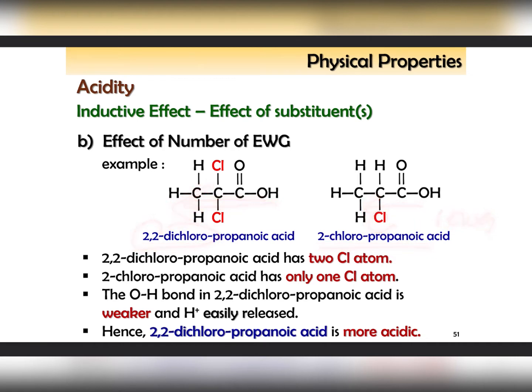Okay, that means in here it is easier to break this OH bond, and therefore 2,2-dichloropropanoic acid is more acidic lah, because you can form a more stable carboxylate ion, and H plus ion pun tinggi. Okay, that means it is more acidic compared to the one with only 1 EWG.